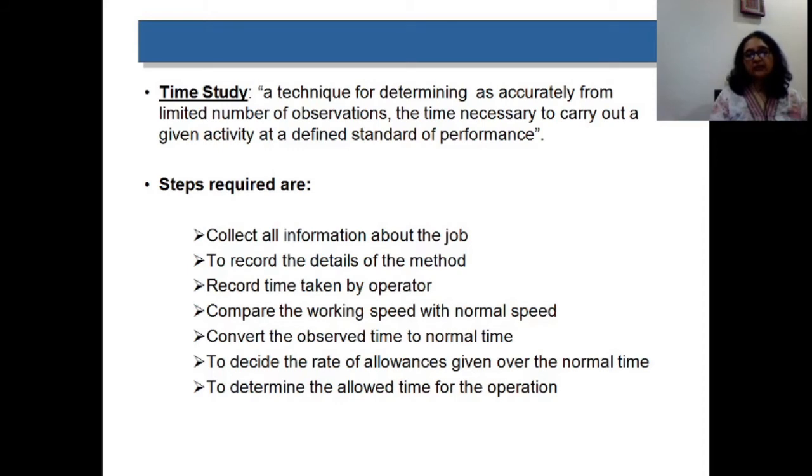It is a technique for determining as accurately as possible, from a limited number of observations, the time necessary to carry out a given activity at a defined standard of performance. So, you are trying to establish the time for an activity to be performed at a defined level of performance. There are some steps required to carry out a time study.